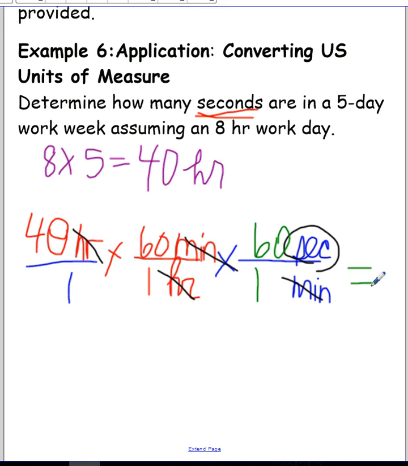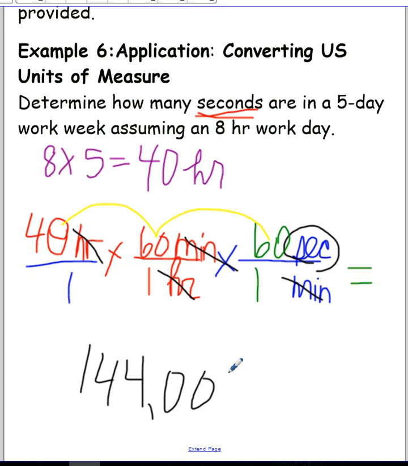So now that we've done that, we can see that we're taking our 40, which we got by 5 days a week times 8 hours per day, and we're going to multiply that by 60 and then by 60 again. If we were dividing, a number other than 1 would be in the denominator. And when we do that, we get that there are 144,000 seconds in that 40-hour work week.